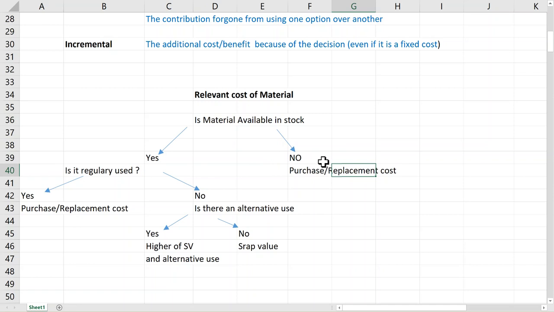What if it is available in the stock? The next question we ask is, is it regularly used? If it is regularly used, if we use it in a project, then we have to purchase it again. So again, the purchase or replacement cost would be the answer. If we don't have it, purchase price. If we have it and we regularly use it, still the purchase price.